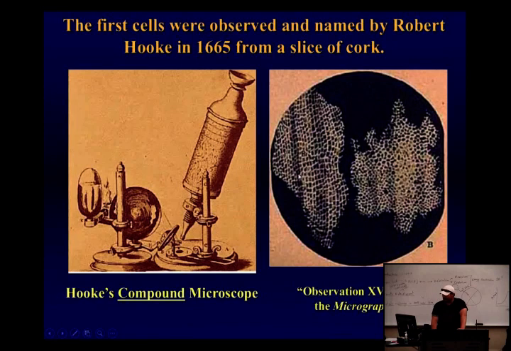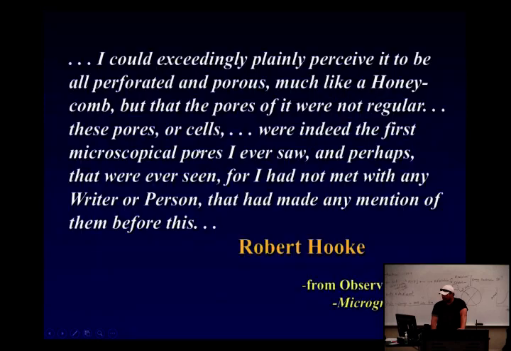He was actually the first person to name and describe cells. This is what he drew. Back then you had to be an artist to be a biologist, right? They didn't have pictures and stuff. So he drew this out and put it in this book called Micrographia. And this is what it says in that book. He said that the pores of it were not regular. These pores are cells. That's the first time that word was ever used, and so that's why we call it cells. If he had just used pores, we might have called cells pores.